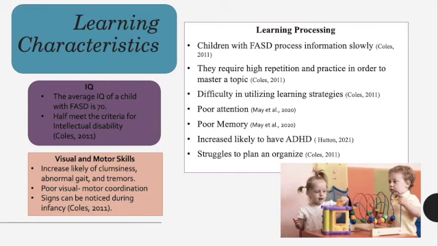If we're looking at their learning processing, children with FASD process information extremely slowly. This can be because the hippocampus and the frontal regions of the brain are damaged, and so it makes it really difficult to encode new information. They require high repetition and practice in order to master a topic. They have difficulty utilizing strategy, so that can be with a math problem. Maybe they're having an issue with a math problem. Can they use tallies? Can they use an array? It might take them a little longer to think of some other ways that they can help.